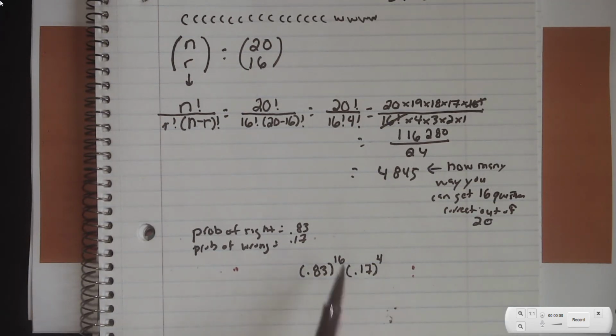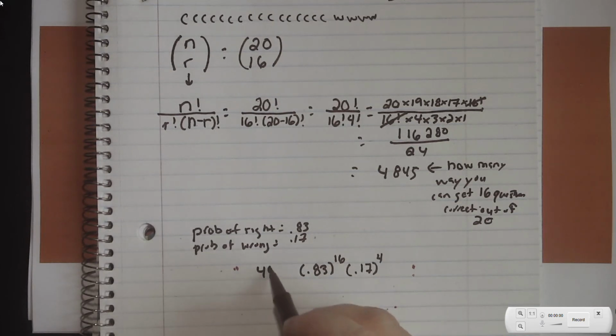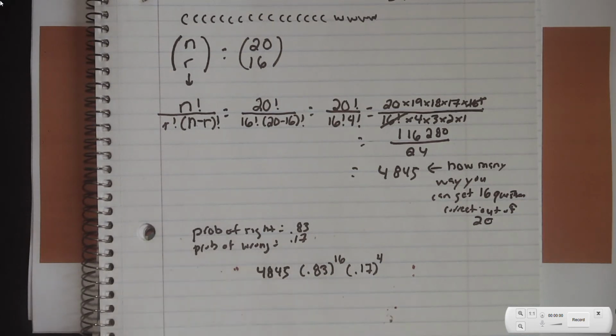And so that tells me the probability of just one of my options. But once again, I can do this 4,845 different ways. So I'm going to multiply my result by this. Let's do 0.83 to the 16th power first. I'm just calculating on my calculator right now. You might want to do that too.